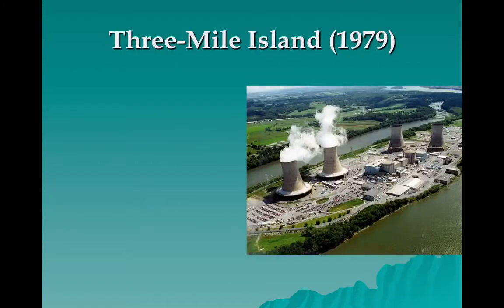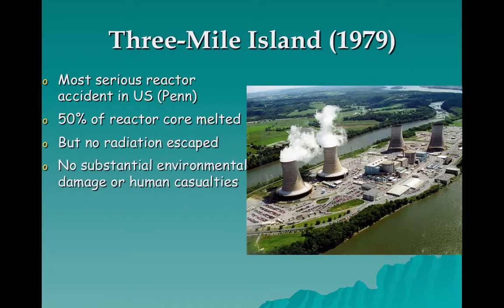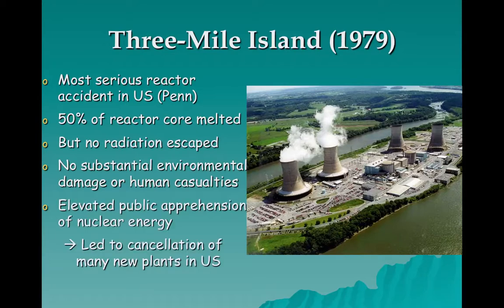And Three Mile Island, as you guys probably know, was the most serious reactor accident in the United States. It was in Pennsylvania in 1979. 50% of the reactor core melted, but no radiation escaped. So there was really no substantial damage or casualties or health effects, but this was kind of early in the environmental movement, and it really did heighten people's apprehension and awareness for nuclear energy and led to the canceling of many U.S. power plants. So there weren't actual effects in terms of the science, but socially there definitely were.